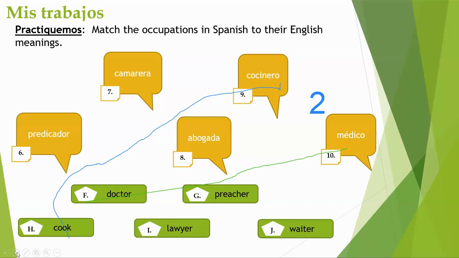What is predicador? I think I would like to say it. Hold on. Wait. Pause. I was gonna say G. You were correct. Predicador is preacher. That is correct. Thank you. So you can draw a line from predicador to preacher. Es correcto.